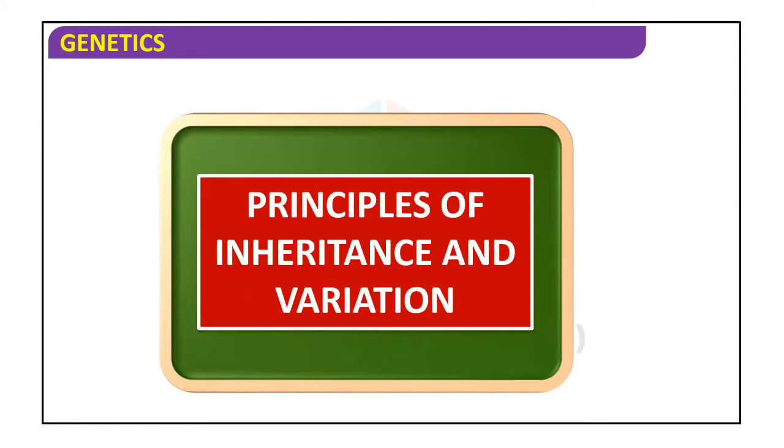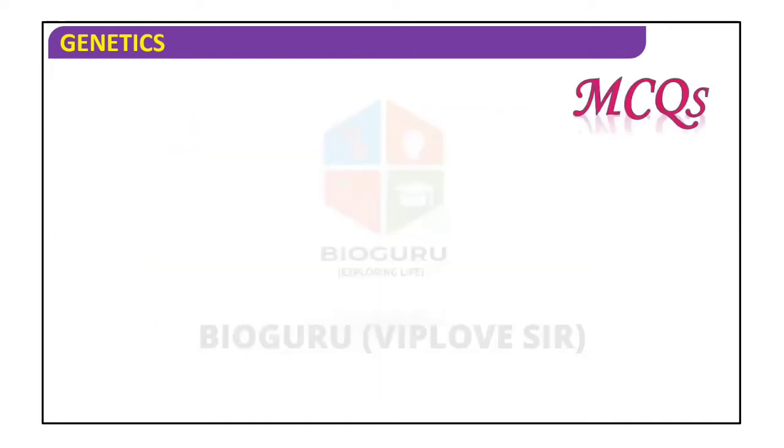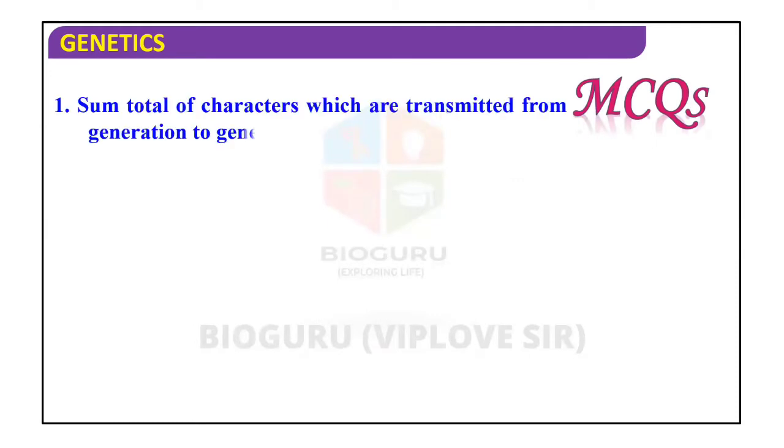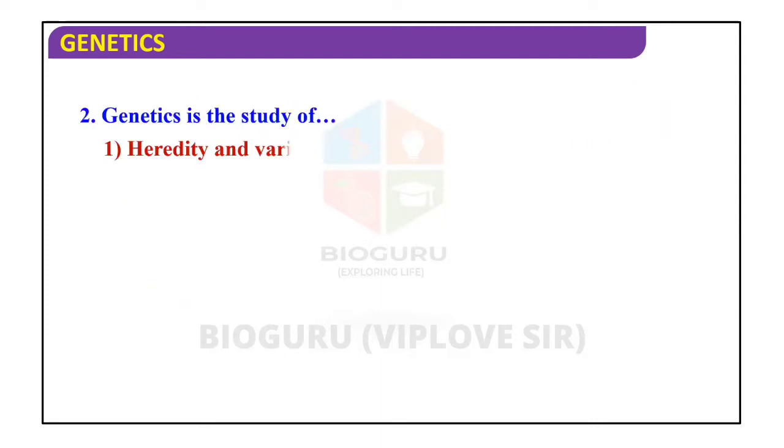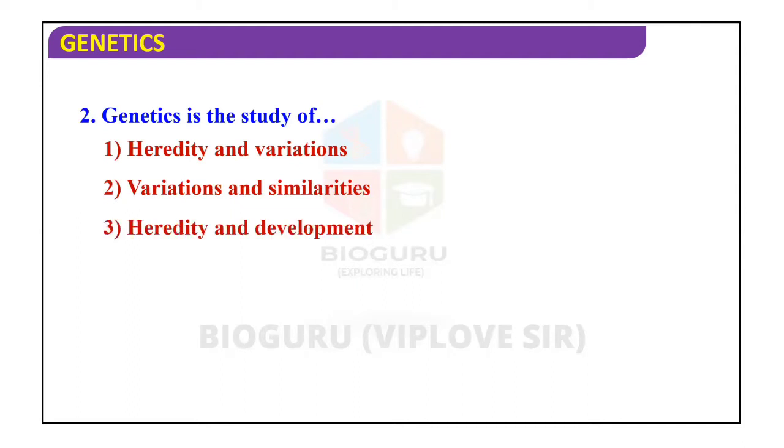Today we will discuss some MCQs of principles of inheritance and variation for your term 1 examinations. The sum total of characters which are transmitted from generation to generation constitute genetics, mutations, heredity, or variations? Yes, you are right, it is heredity. Then genetics is the study of heredity and variations and similarities, heredity and development, or genetics adaptation? Yes, it is heredity and variations.